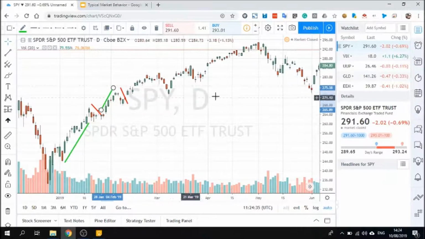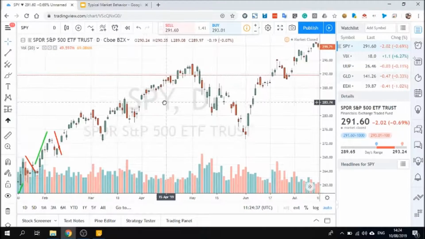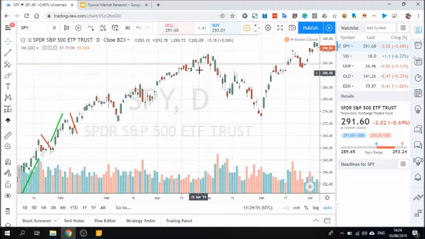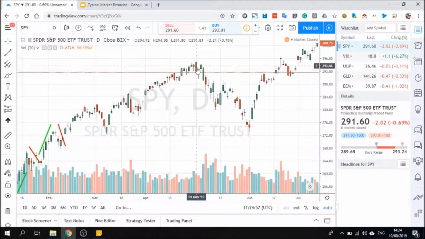Now let's look at the May move. This is a downtrend that is more significant than a correction, and we're going to talk about that. This is a strong correction, okay? This is not a light correction as we saw all the way up to May. No, in May we started to see a really significant move to the downside.